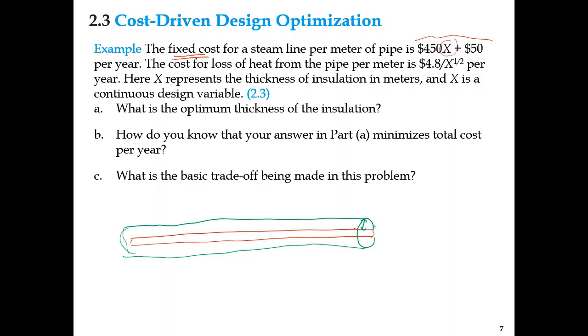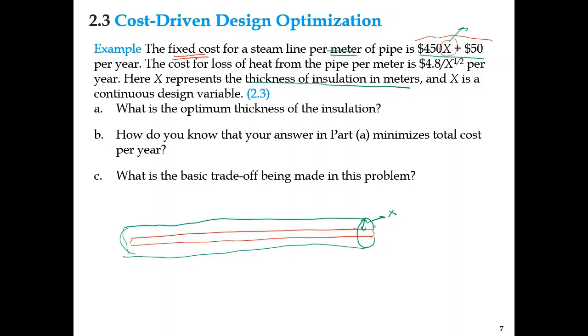And this X is the thickness of this insulation in meters. What will be the thickness of this insulation material? And depending on the thickness, the cost of pipe per meter is given with this formula. As the thickness increases, the cost also increases.